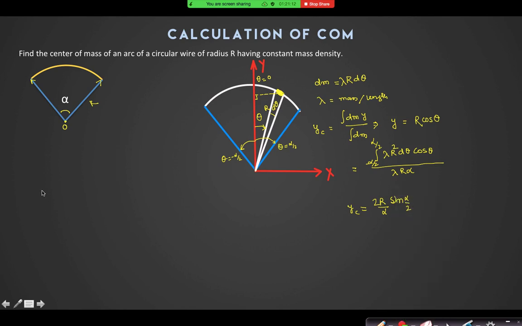Now if I take this circular segment, there is a semicircular part. If it is a semicircular part, then where will the center of mass lie from its center? On the y-axis. OC will be how much? 2r by pi. You should remember this value. This value is not very important to remember, but this one is important. For a semicircular ring, it is 2r by pi.